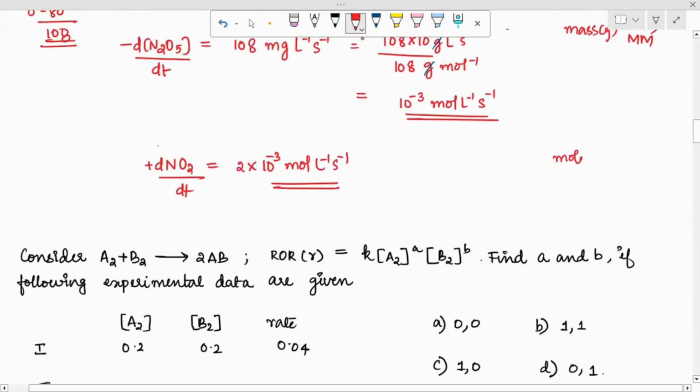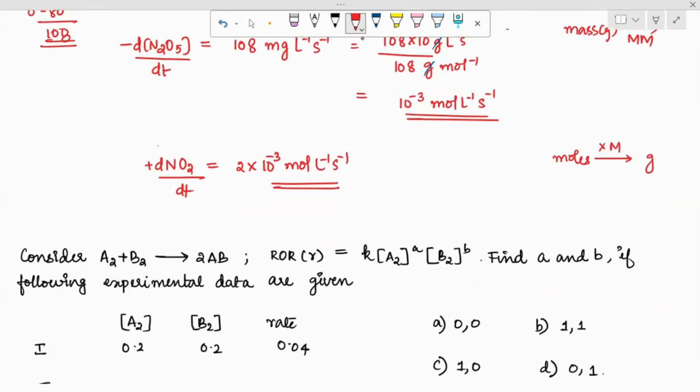If the number of moles is given to you and you want to convert it into grams, you multiply it with the molecular mass. What is the molecular mass of NO2? N is 14. Oxygen single unit is 16. 16 into 2 is 32. So when you add, you get 46. So you have to multiply, correct? So when you multiply, you get it in grams. And if you have to convert further to mg, grams to mg is into 1000.